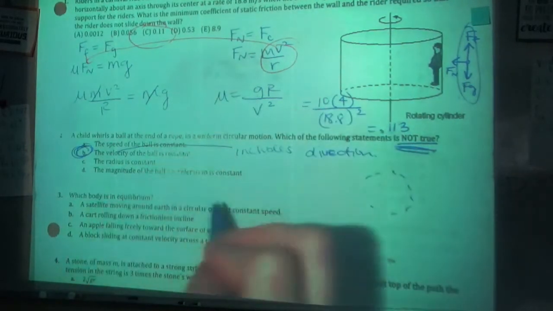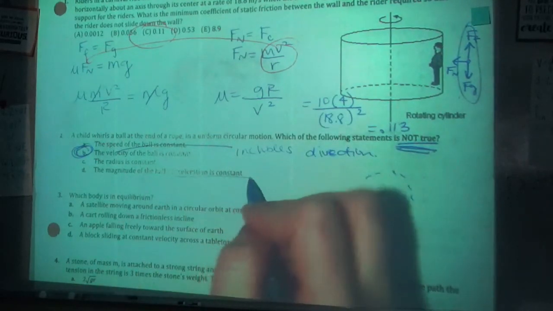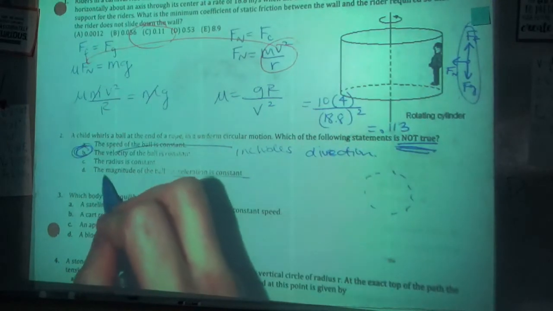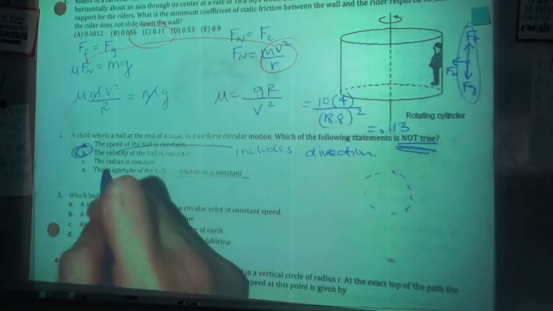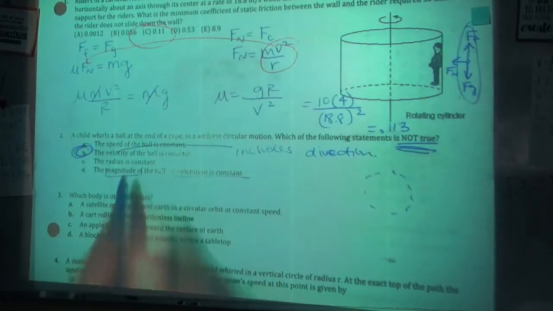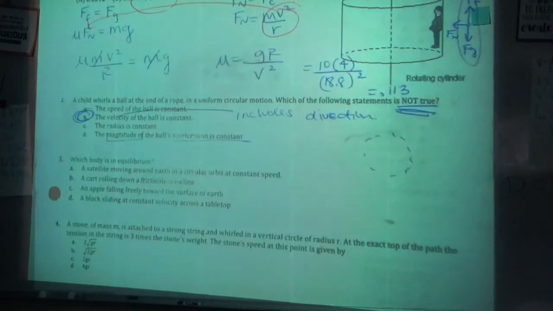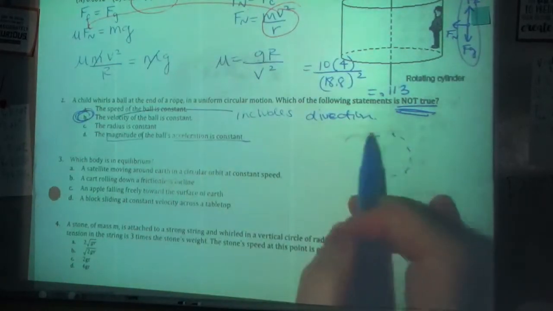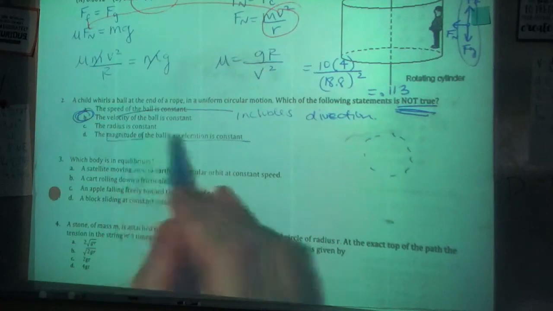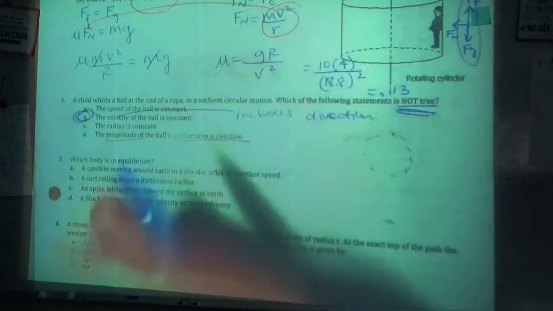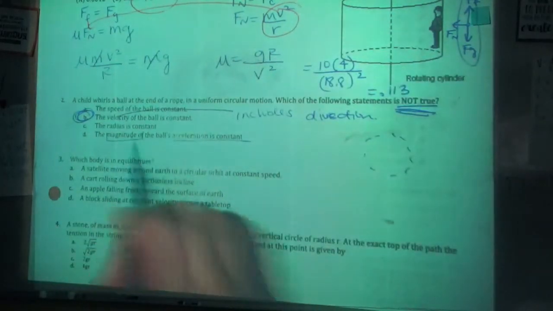Radius should be constant, the magnitude of the acceleration is constant. So the reason D is true is because it says magnitude. Magnitude means just the size, not including the direction. So the direction of the acceleration is changing, but the magnitude of the acceleration, however fast, like 5 meters per second squared, is what's staying constant.